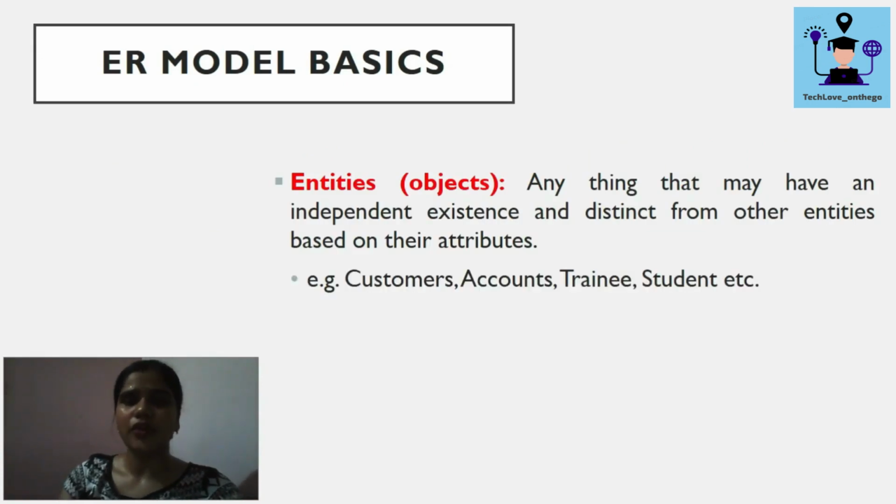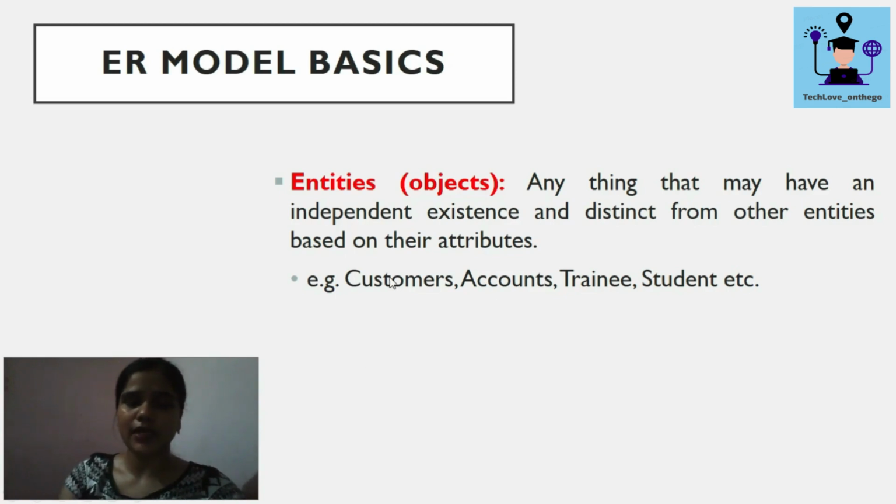Whenever we are talking about entities, entities are real world objects. These are anything that may have an independent existence in this world. Anything which can describe something, in simple words a noun, is known as an entity in a database, and it is distinct from other entities. Every entity should be distinct from every other entity, so that anyone can understand the difference between these two entities.